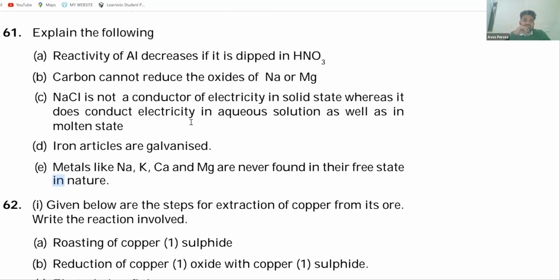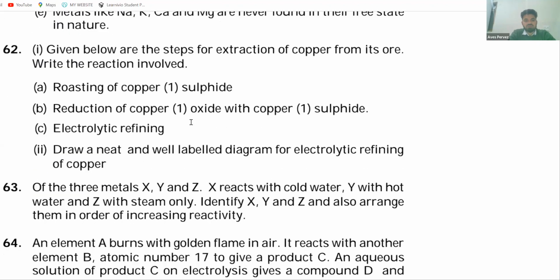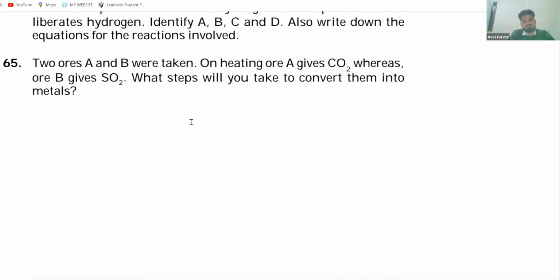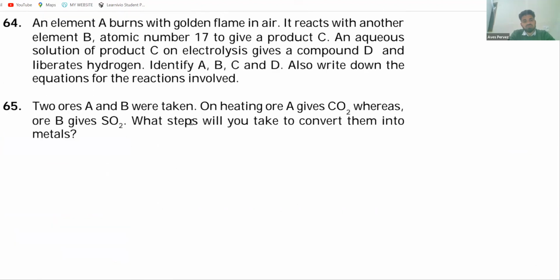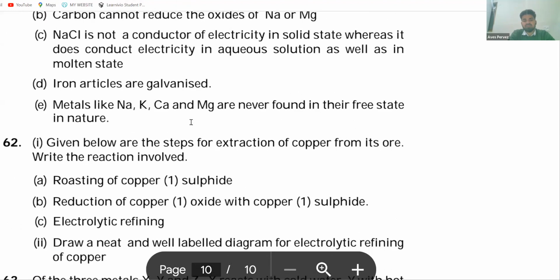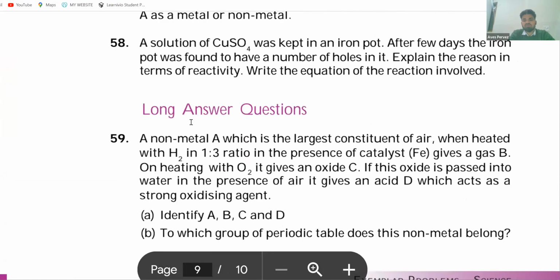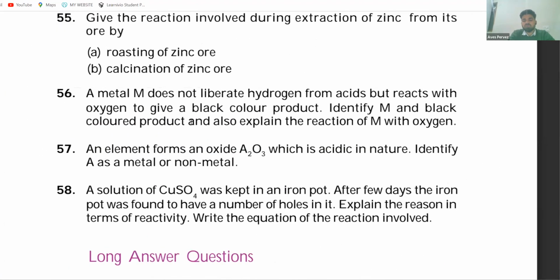Next: metals like sodium, potassium, calcium and magnesium are never found in the free state in nature because they are highly active metals. If they come in contact with oxygen, it will cause accidents. They are highly reactive metals, so they are not found in the native state, because they always want to be in combined states in order to attain stability.